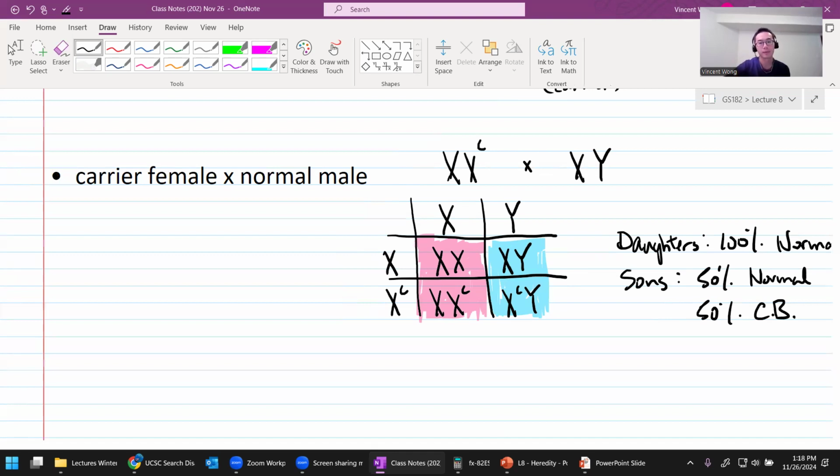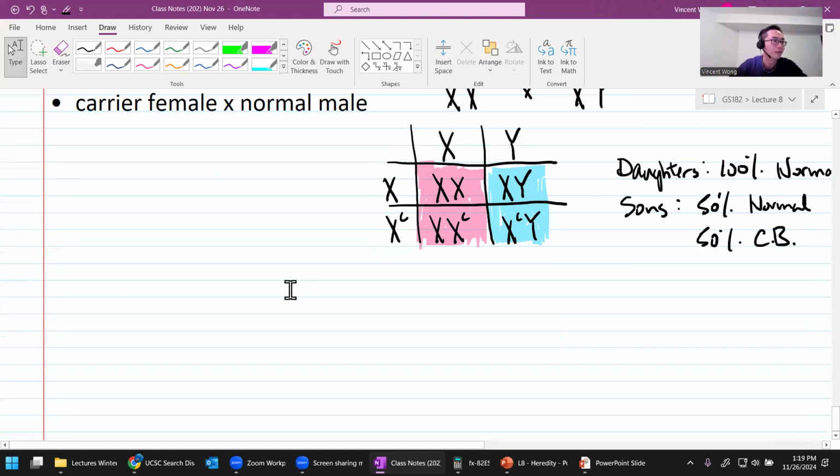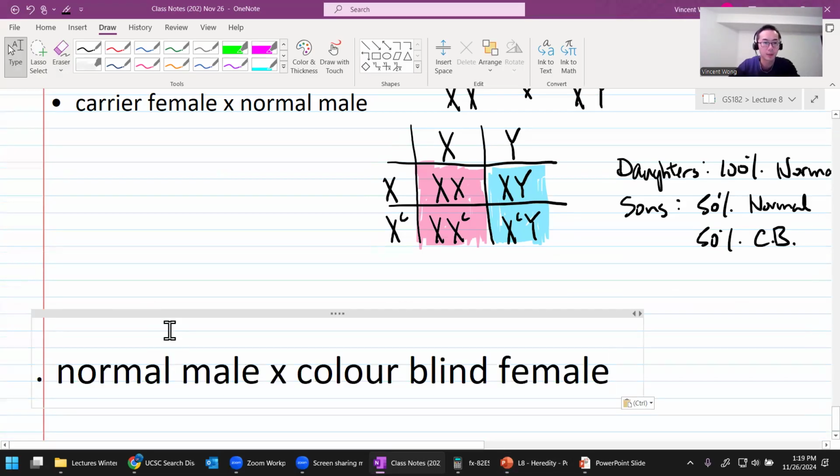Any questions? If we're not being gender specific, then you can say there's only a 25% chance that any of the children will have color blindness. But if we're being gender specific, only the boys, and only half the boys, will be affected. Okay, moving on. Try this one and tell me what you get.